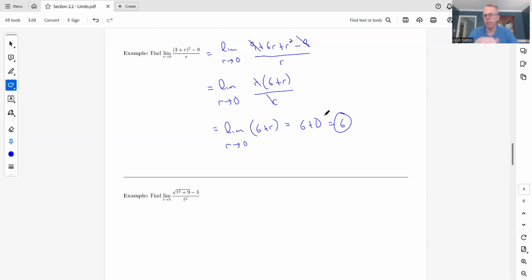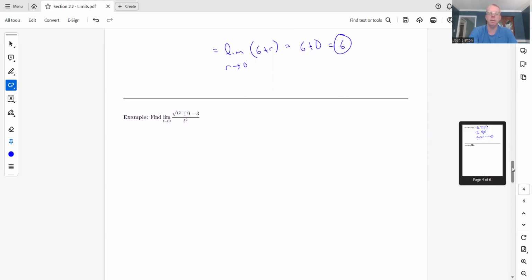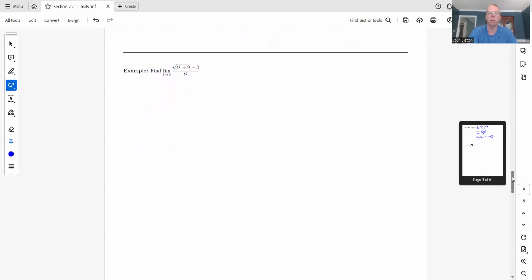All right, so that's one method for evaluating limits, besides plugging it in and just getting the answer if it's a continuous function. The other way is to simplify the function. So sometimes you can simplify it, you can get rid of the problem. In this case, the problem being r in the denominator. Another method, if you have a square root, so let's see what happens here.